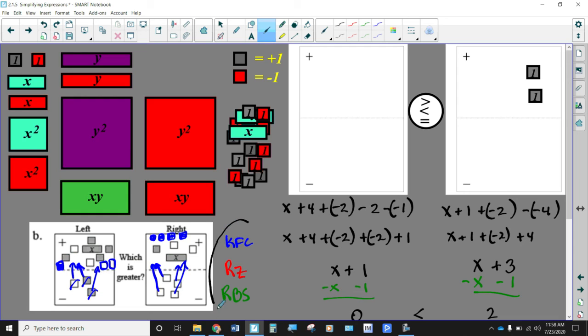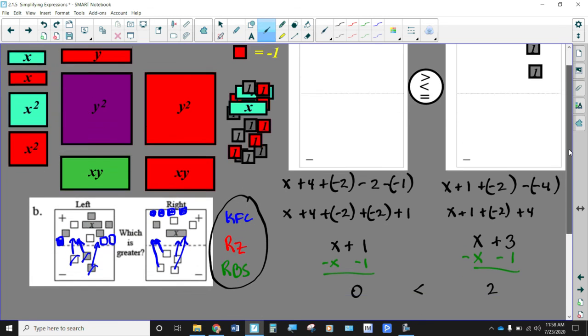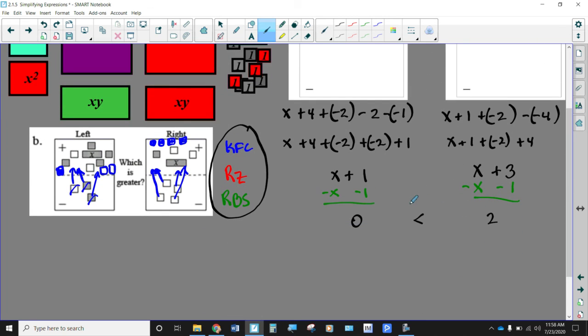And these right here, the 3 steps, the KFC, the removing zeros, and the removal of balanced sets, are pretty much the same steps that you do every single time when you're simplifying expressions. The KFC just removes the subtraction problems, allowing you to use commutative property, which allows you to move the terms around, cluster them together to make it easier to solve the problem.